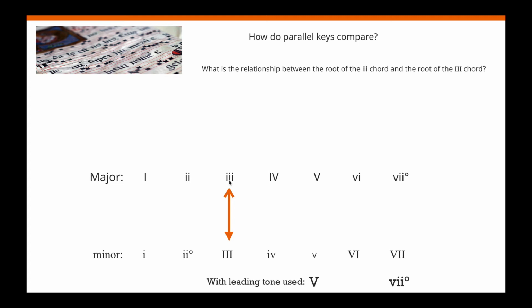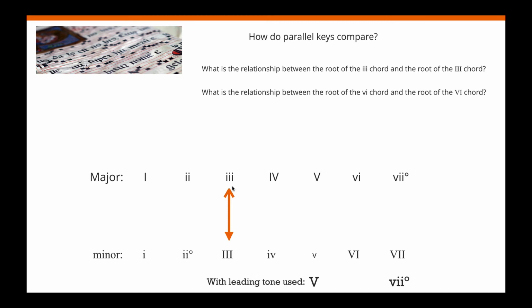The chord is C sharp minor: C sharp, E, G sharp, but the root is C sharp. If I'm in A minor, this is a C major chord, so the root is C. So the difference here is this root is C sharp, this root is C natural. That is 1/2 step lower, right here. This root is 1/2 step lower than that root.